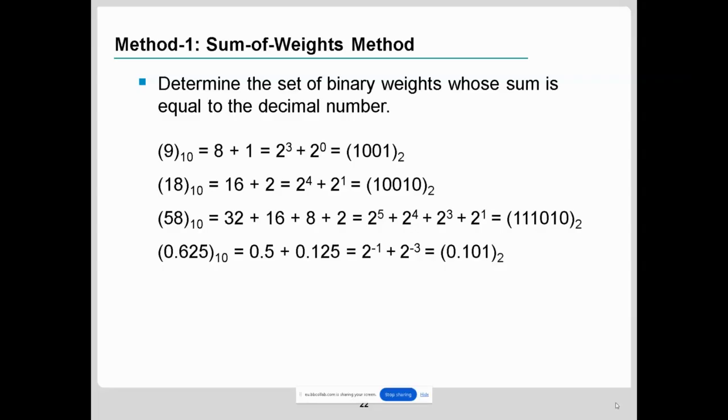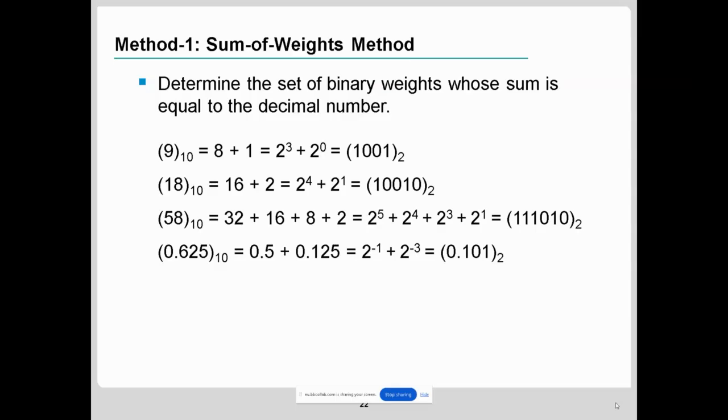8 plus 1. Got it? Now we have different weights: 2 to the power 0, 1, 2, 3, 4, 5, 6. This is 1, 2, 4, 8, 16, 32, 64, and 2 to the power 7, which is 128. Now if I want to find the binary of 9, how can I get 9? 8 plus 1. So in the 8 place there will be 1, and plus 1, it will be 9, and the rest are all zeros.